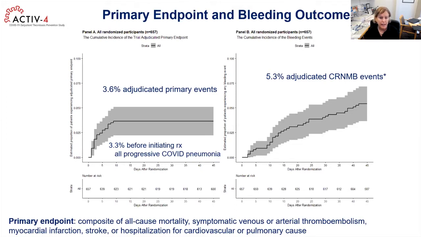Again, I think we were not aware of how many patients in the outpatient setting truly had COVID, and our denominators may have been off a bit. But what we also noted is that almost all of the participants who had an adjudicated positive primary endpoint, many of these events occurred before initiating treatment, and all had progressive COVID-19 pneumonia. So this happened very quickly in the time course of developing COVID-19.